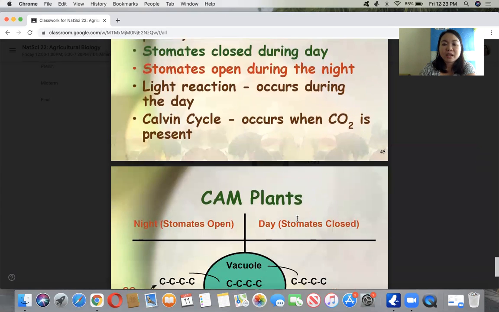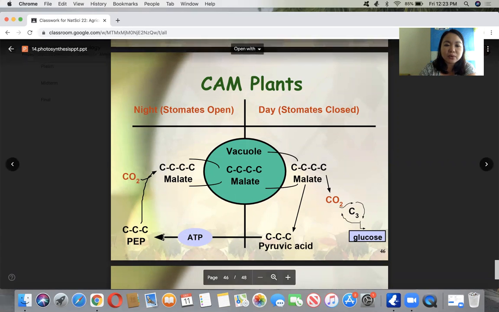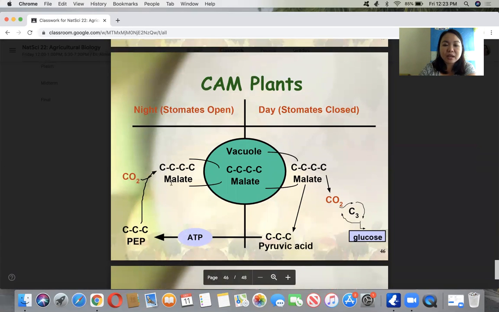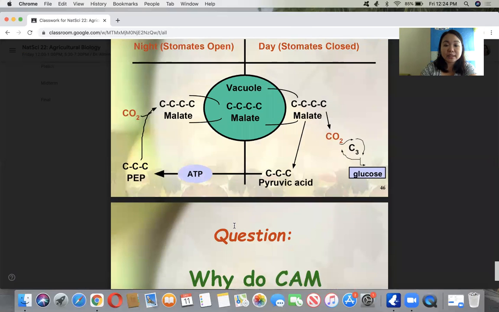So this is what occurs in the CAM plants, the crassulacean acid metabolism, wherein the stomata only open at night and close during the day. So the carbon, the malate in the vacuole is converted into glucose and then undergoes the pyruvic acid, or the Calvin cycle again.